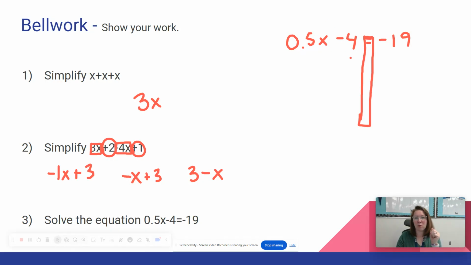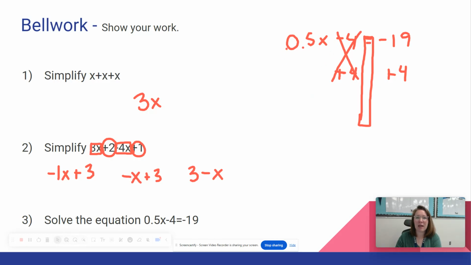So I'm going to get rid of the 4 because it's a little bit further away. We have to do the opposite operation. So the opposite of a minus 4 is a plus 4. And because I did plus 4 on one side of the equal sign, I have to do plus 4 on the other side of the equal sign. So negative 4 or minus 4 plus 4, that becomes a 0. I like to just cross it off. Some people like to write 0 here. Cool, that's totally fine if you like to do that.